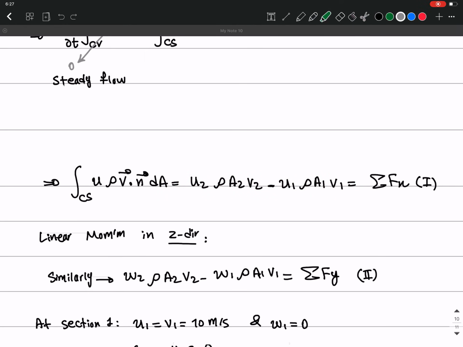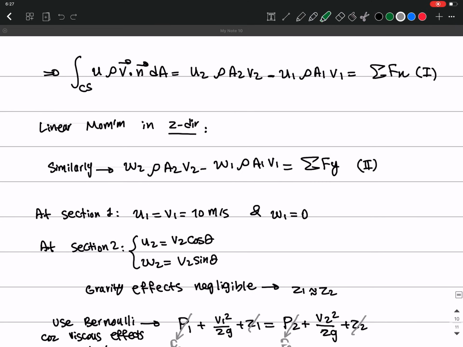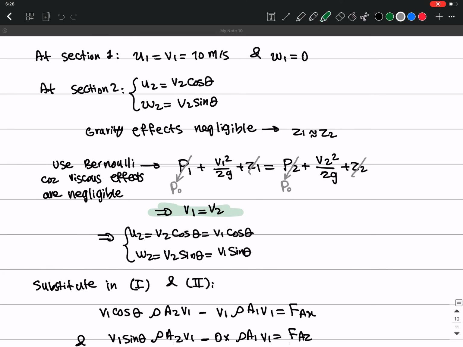And you write this in x direction and z direction, so you have to decompose your problem if it has multiple directions. You write the linear momentum equation in x and z direction, and then you can use the given information in the problem. And if you have another unknown, you should look at the statement of the problem, and then use, for example, the Bernoulli equation if the viscosity effects are negligible. And because the gravity effects are also negligible, that means Z1 is almost equal to Z2. And so this means V1 almost equals V2, okay?